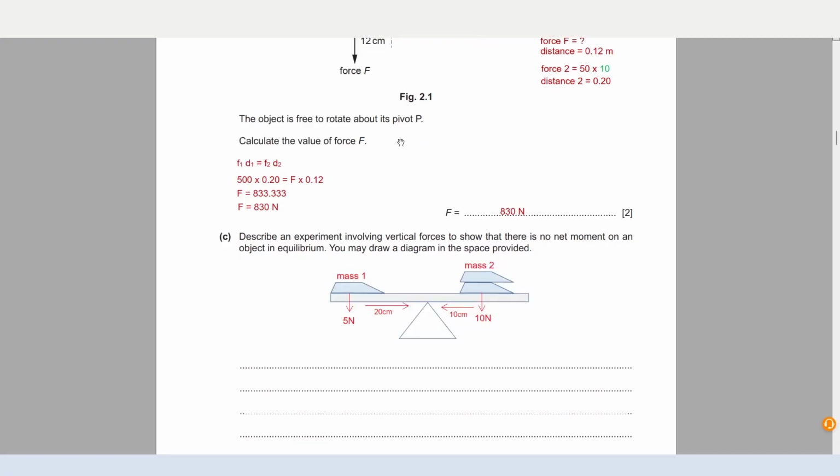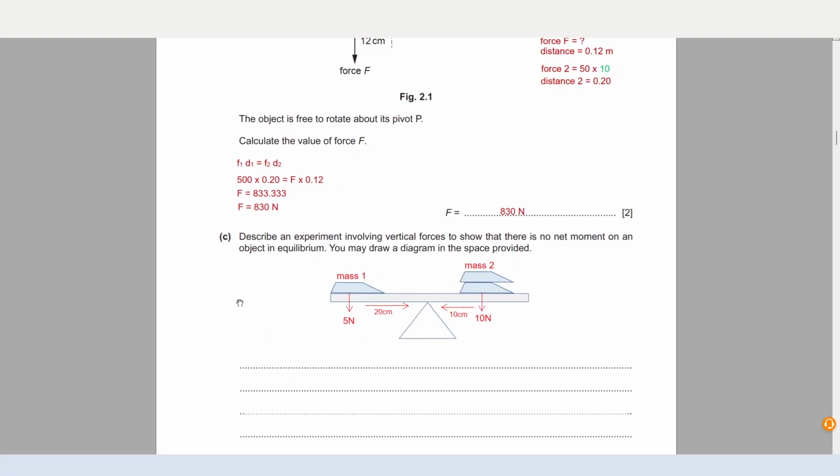So this is the diagram which I chose. This is the pivot, and the distance between these both is 30 centimeter. Mass 1 is 20 centimeter apart from the pivot, and mass 2 is 10 centimeter apart from the pivot. Both are in equilibrium, and mass 1 has a weight of 5 Newton, and mass 2 has a weight of 10 Newton.